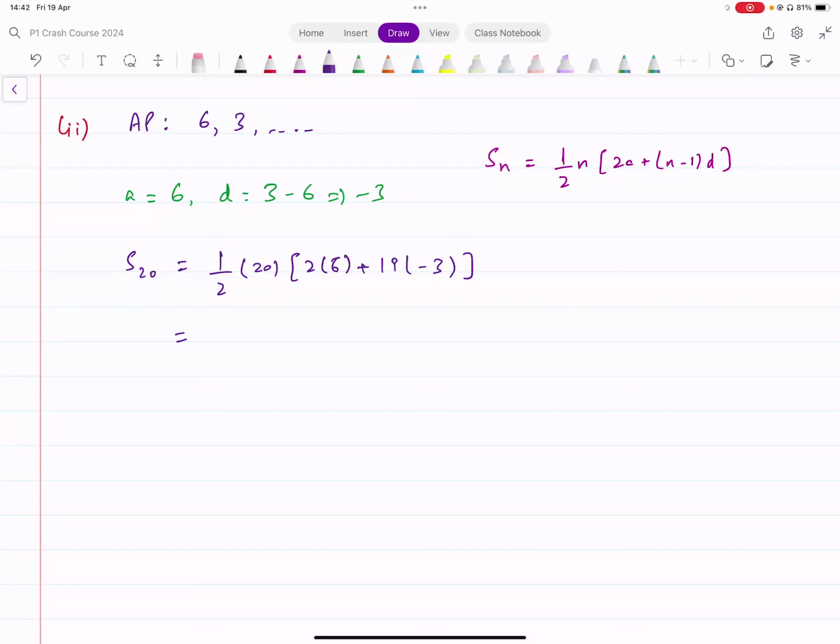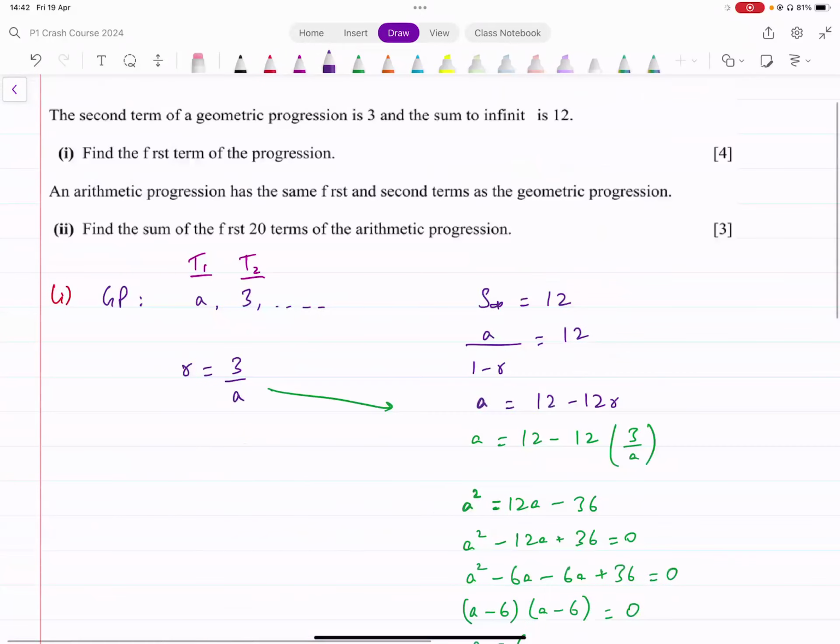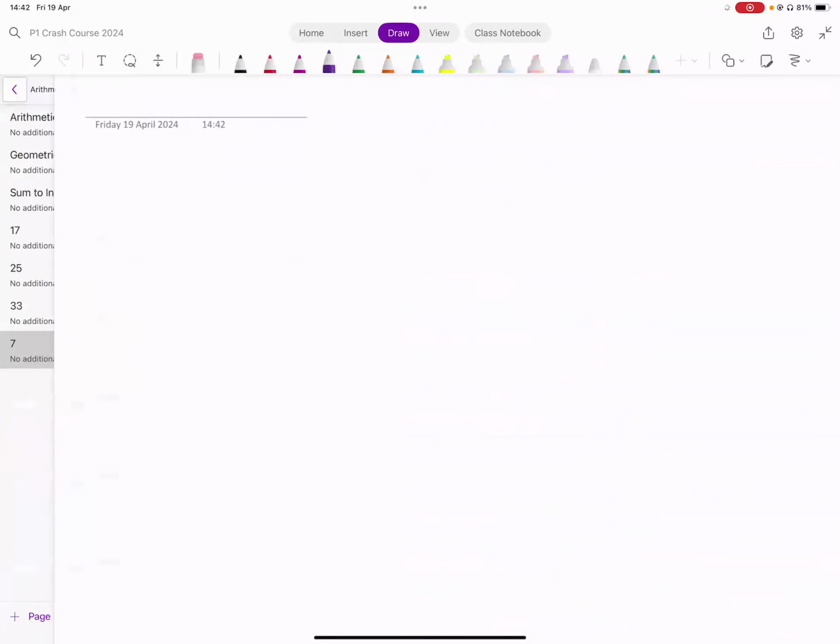I'm getting minus 450. Can somebody confirm that? Minus 450. Is that okay? Is that correct? Yes. Yes, sir. Minus 450. Okay, thank you. Let's move on to the next one now. That was part 2. Question number 7.